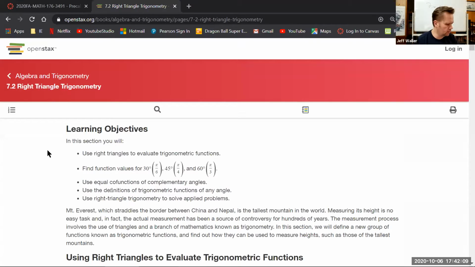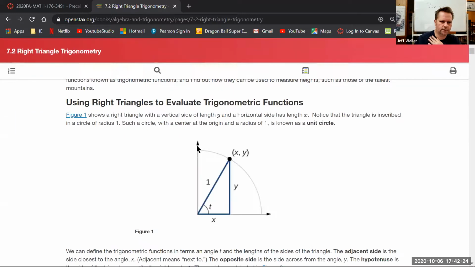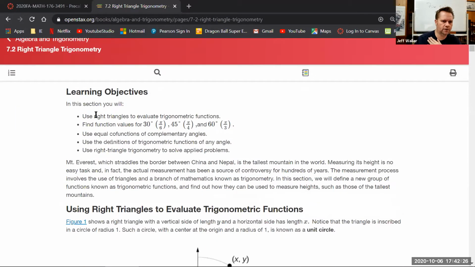So we are getting into section 7.2 now. I believe we finished 7.1. All right, so I'm going to stop sharing. You can see what we're going to do.